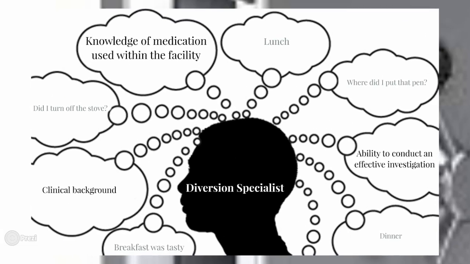Implementation of a diversion program should be in the hands of someone with clinical knowledge, a diversion specialist. Ideally, the diversion specialist will have a clinical background, knowledge of medications used within the facility, and the ability to conduct an effective investigation. They can be a member of risk management, pharmacy, nursing, employee health, or other appropriate department. The diversion specialist will take a lead role in prevention, surveillance, and diversion investigations and will ensure regulatory compliance.